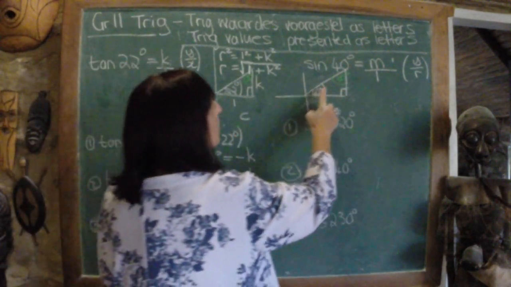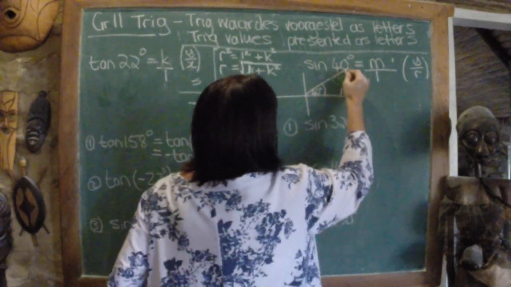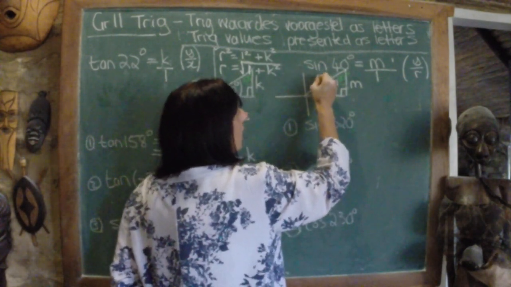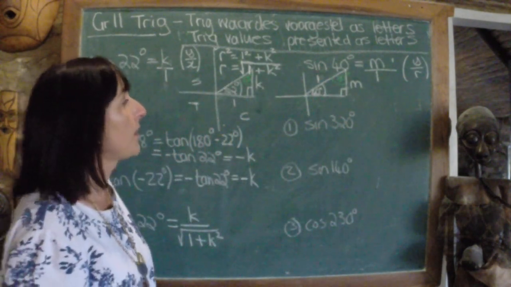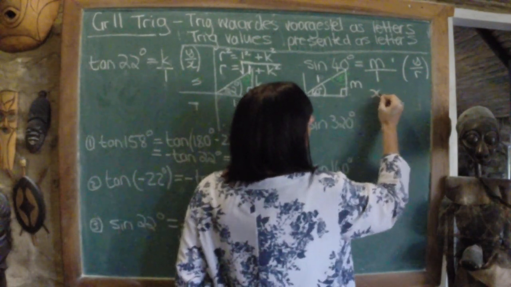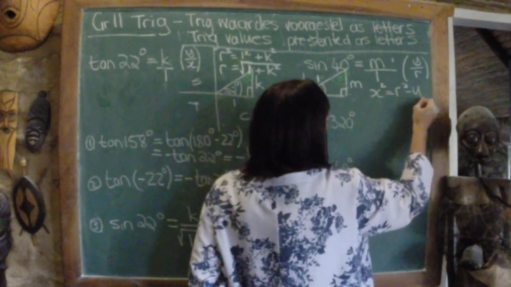So now I know two angles. If y equals m, that's y. And now r equals 1. Let's use Pythagoras. En ons gaan sê, I need x. So x kwadraat is gelyk aan r kwadraat minus y kwadraat.